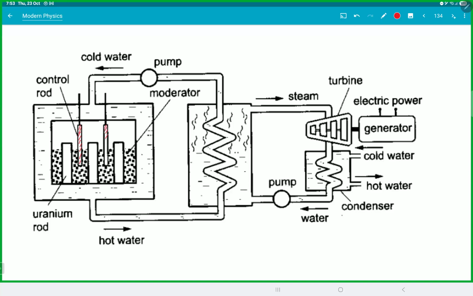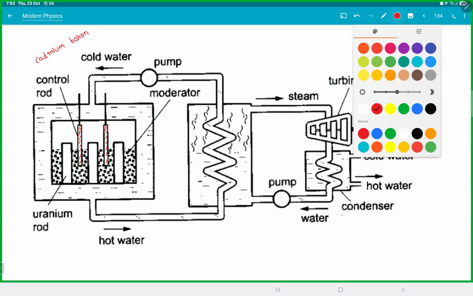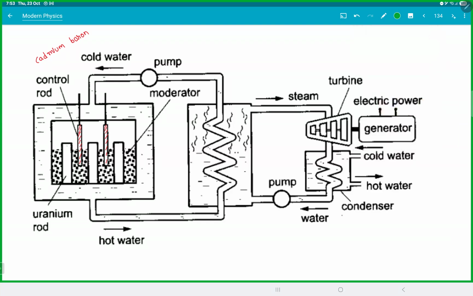This red thing which I'm coloring is the control rods. These control rods are cadmium boron rods. They do ask. There was a question like this in JEE Mains or some exam, like what are the control rods made of? People have no clue what control rods are. We'll talk about each one. These are uranium rods, filled with uranium pellets.